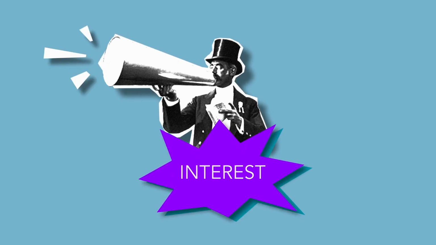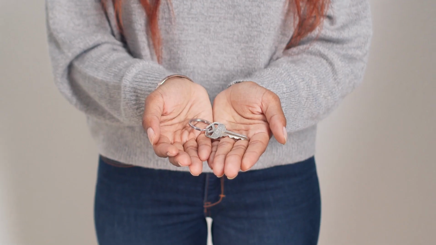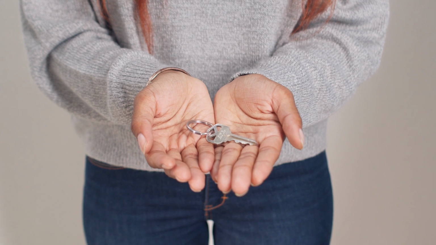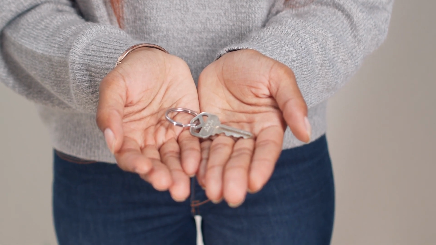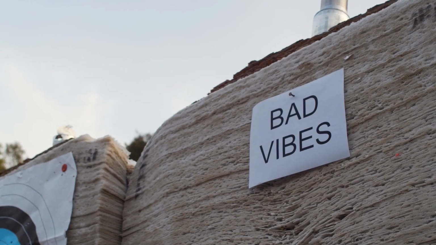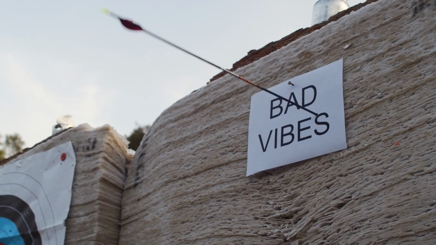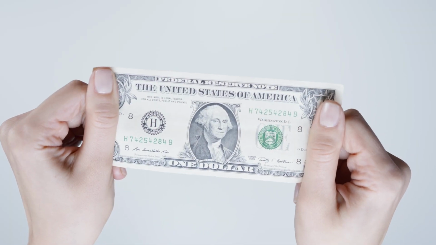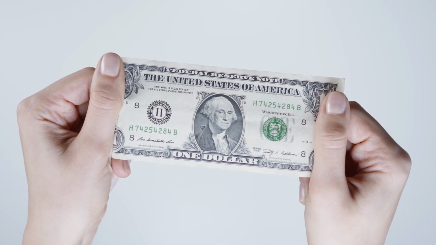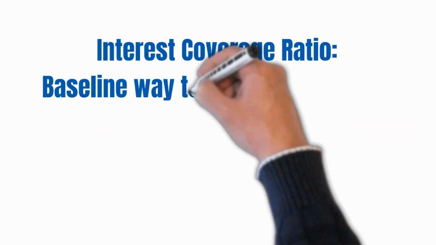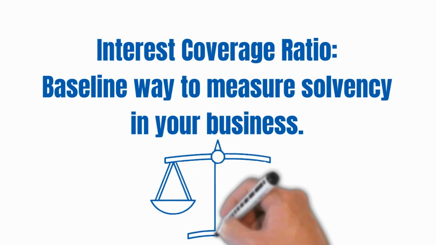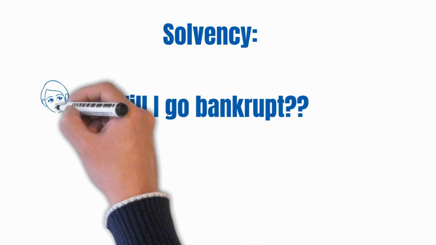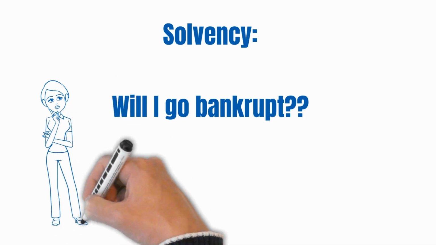Whatever debts you've taken out, you'll need to pay back a certain amount every month, like your mortgage payment. If these interest expenses are not paid, you risk defaulting on your loans, and that's not good business. In order to be a functioning company, much less profitable, you need to be making more than you owe on your debts. So this ratio is a baseline way to measure solvency within your business. Solvency means solving the question, will I go bankrupt?